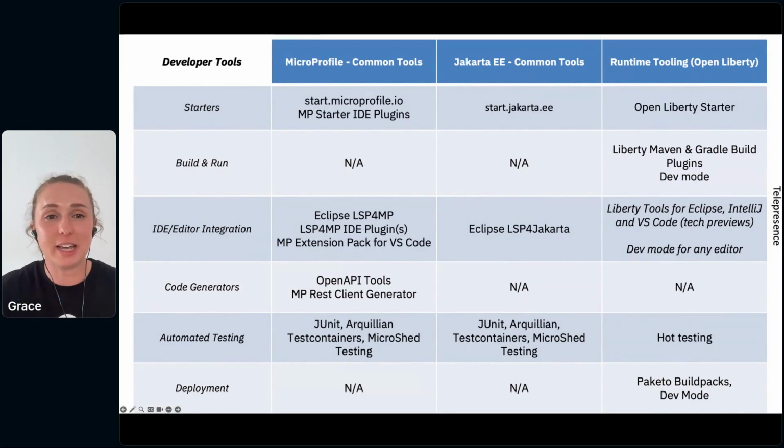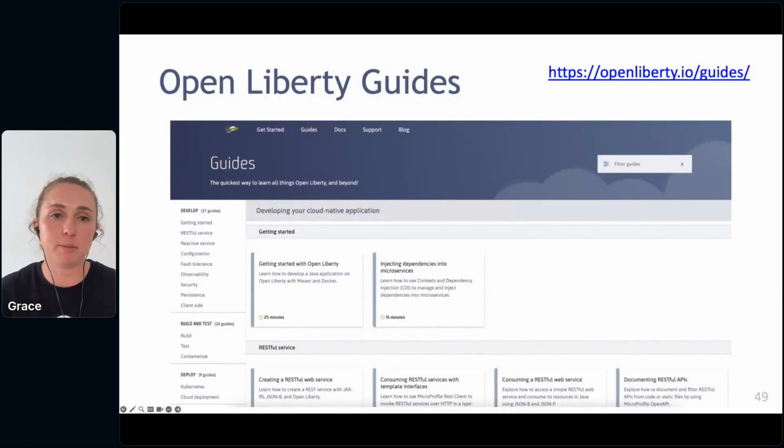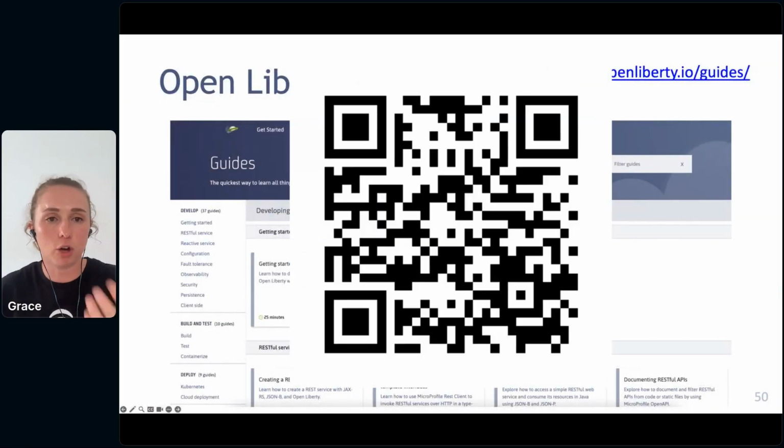So I've got a summary here of where they all fit in. If you're using MicroProfile, Jakarta EE, or runtimes like OpenLiberty, you can use many of the tools that I've mentioned here to create starter projects in the create phase, to build and run your application, to have IDE integration and support, code generators, automated testing, and deployment. So if you want to try it for yourself, as I mentioned, we've got the OpenLiberty guides that you can check out. I've got a QR code here to make this a bit easier for you to access.